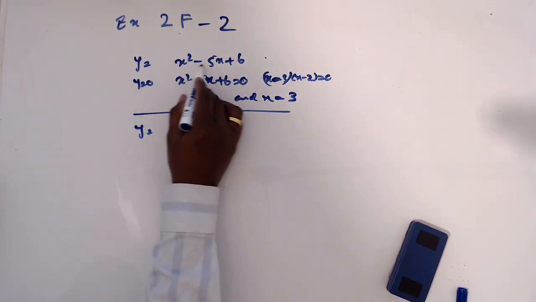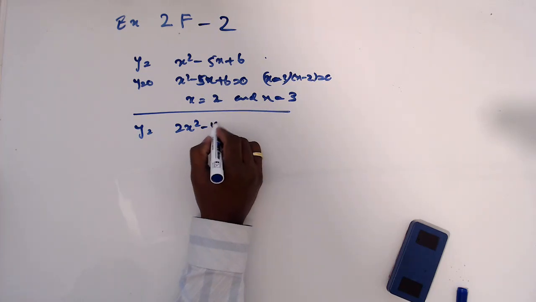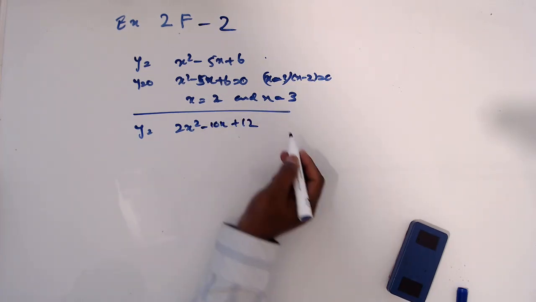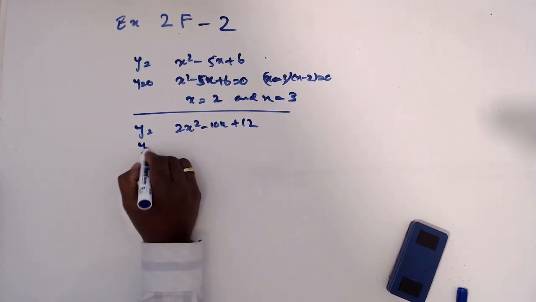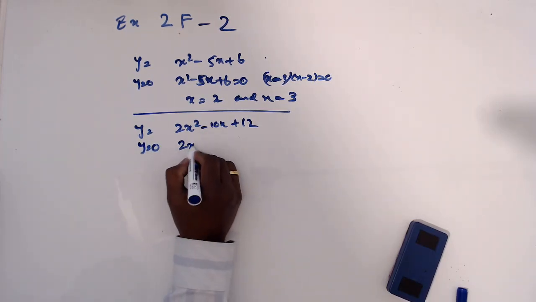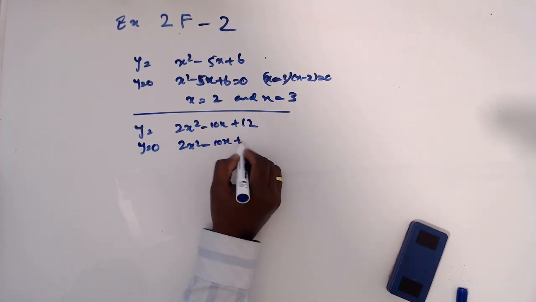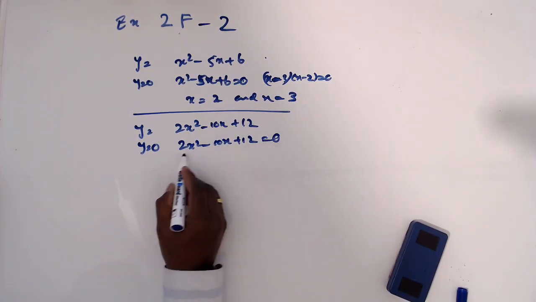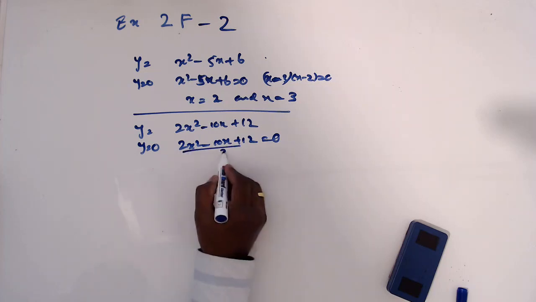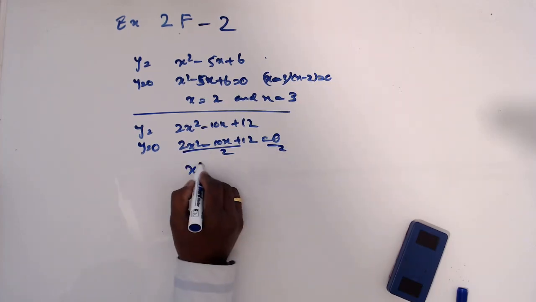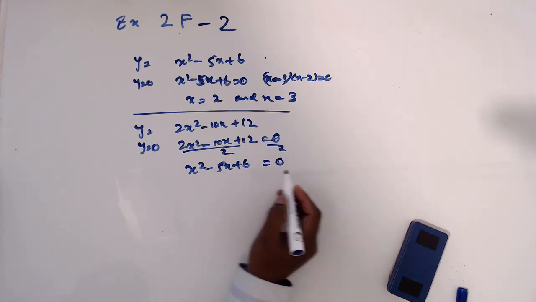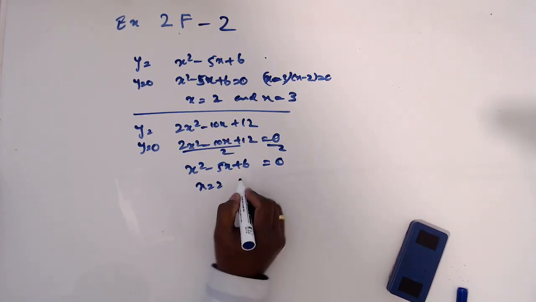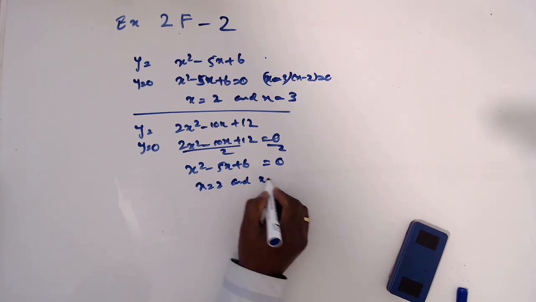I multiply by 2. Then I want to find the root of this equation. Y equals 0. Then 2x square minus 10x plus 12 equals 0. I can divide both sides by 2. Then x square minus 5x plus 6 equal 0. Then again x equal 2 and x equal 3.